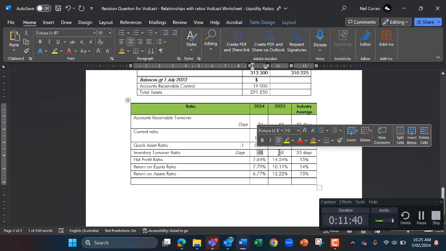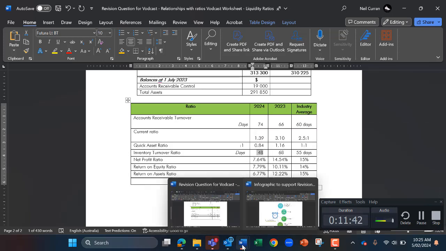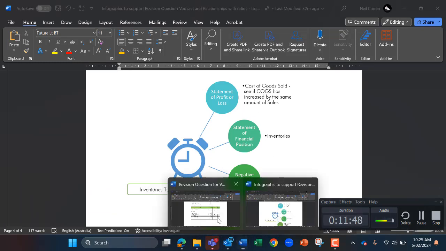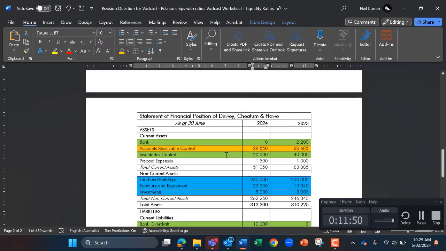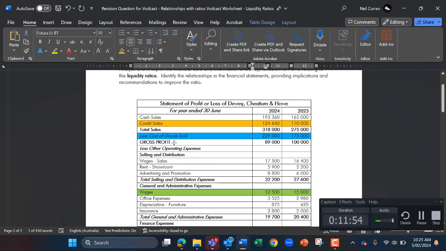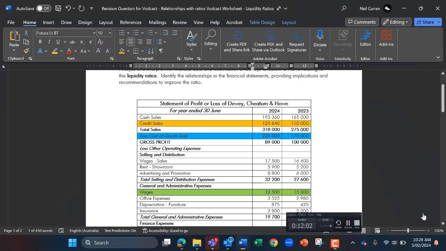Okay, so in terms of this ratio, from the statement of profit and loss, there is only one main account, and that is our cost of goods sold. Now you can see here, our cost of goods sold has gone from 175,000 to 229,000. So what we need to do is look at the percentage increase in our cost of goods sold from last year.